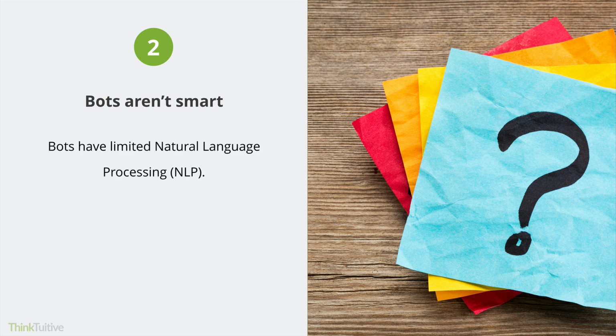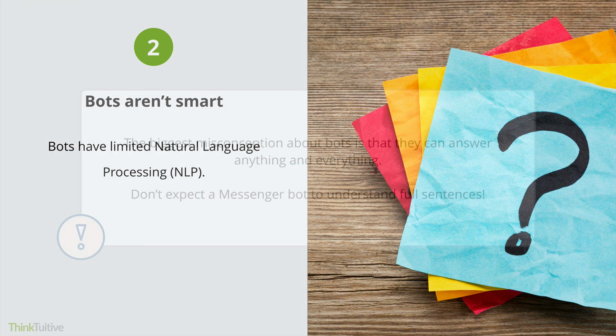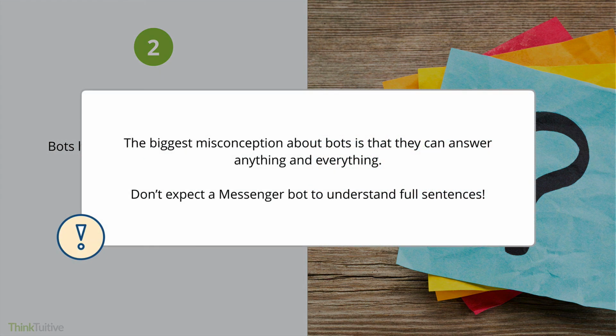Bots have limited natural language processing capability, meaning their ability to understand the human language as it is naturally spoken is not that great. If you ever talk to an Alexa, Siri, or Google Home, you'll know what I mean. The biggest misconception about Messenger bots right now is that they can answer anything and everything. Even Siri, Alexa, and a Google Home cannot do that. So please, do not expect a bot, especially those built without any coding, to understand full sentences.